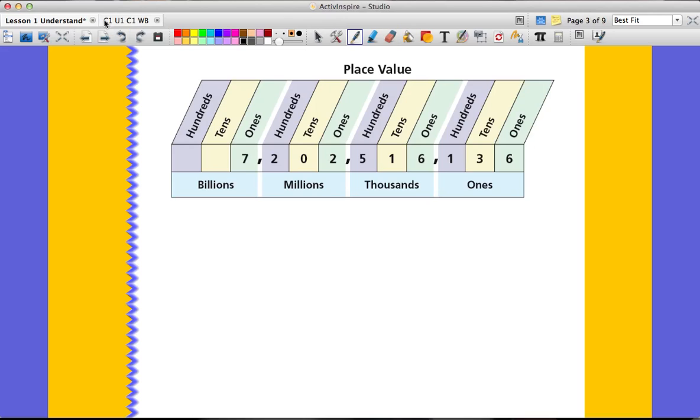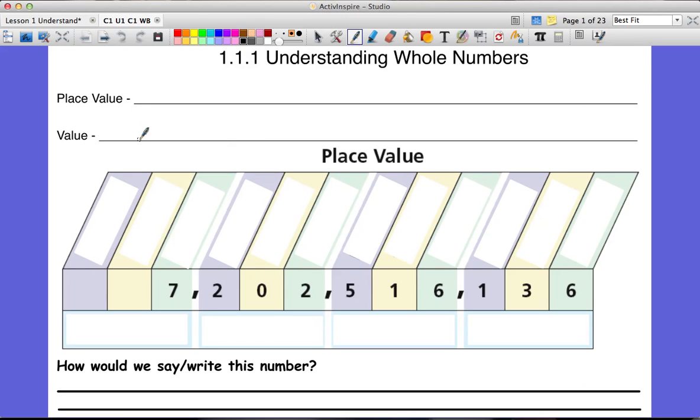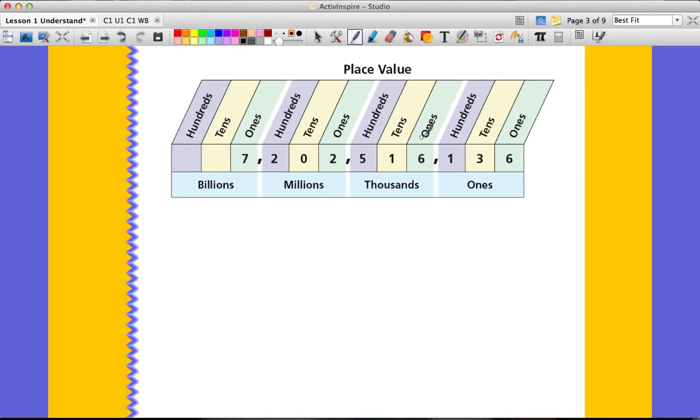Right, place value. You'll notice that in your workbooks, you have this where it's underneath the understanding whole numbers. Okay, and where you see blank spots here, you will be filling those in as I have them filled in here.